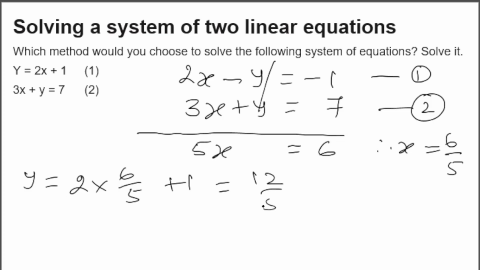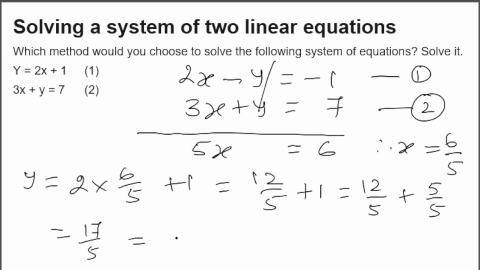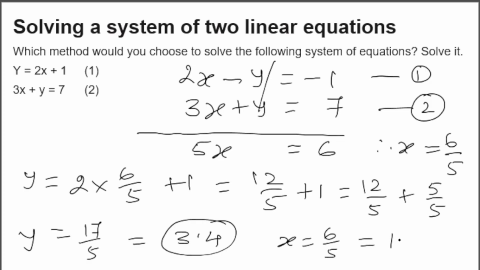So this is equal to 12 upon 5 plus 1, and this is equal to 12 upon 5 plus, we can change 1 to 5 upon 5. So this is equal to 12 plus 5, 17, 17 upon 5. That becomes equal to 3.4, right? So this is the value of y. And if we change x is equal to 6 upon 5 into decimal system, it will be 1.2. So this is the second method.